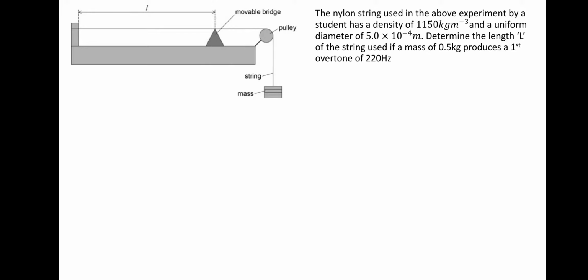So the first thing we should do is find the mass per unit length. So let's have a look at this. Mass per unit length would be mass over length. But we don't have mass, we have density. And mass is density times volume. So we've got density times volume divided by length. And volume divided by length would be density times cross-sectional area. So we can do that.